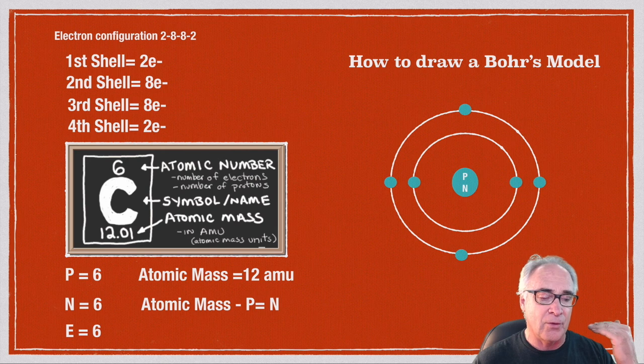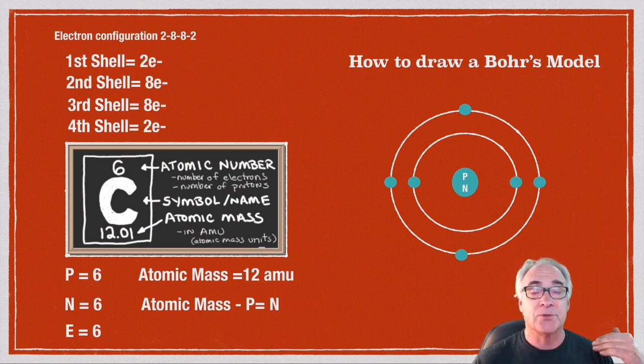And we have, of course, as I said before, the atomic mass was 12, and the protons were 6, and the neutrons were 6. So that's how you draw your first model.